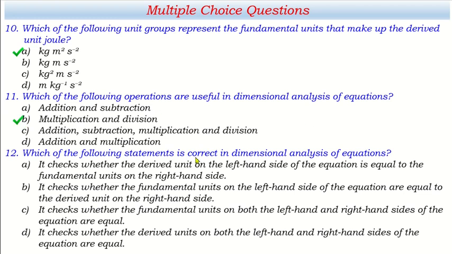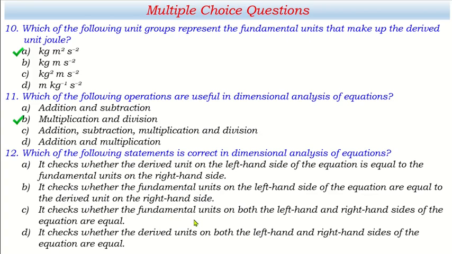Which of the following statements is correct in dimensional analysis of equations? It checks whether the derived unit on the left hand side of the equation is equal to the fundamental unit on the right hand side. Is it? No. It checks whether the fundamental units on the left hand side are equal to the derived unit on the right hand side. No. It checks whether the fundamental units on both the left hand and right hand sides of the equation are equal. Yes.